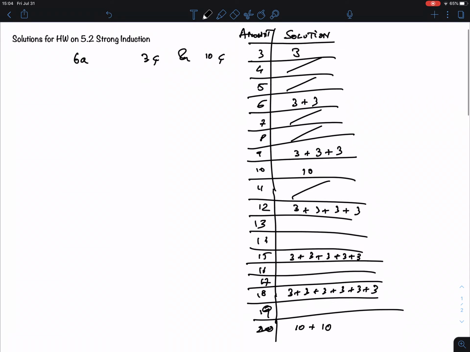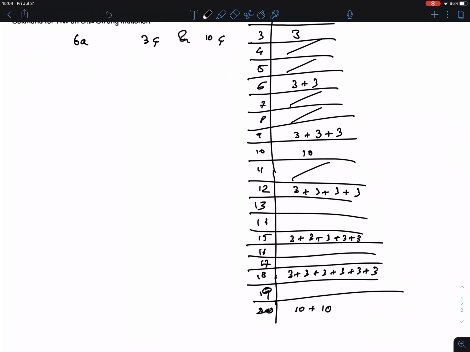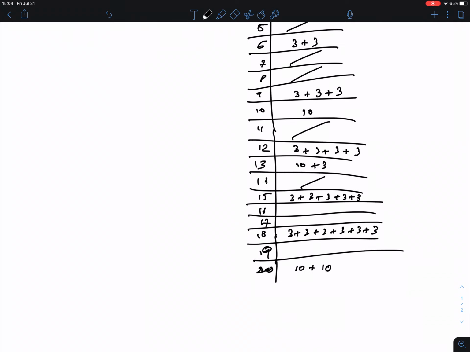So where were we? In 13. Now, 13 I can actually do, because now this is the first time I'm going to combine both, right? So 10 plus 3. 14, unfortunately, I cannot do. Why not? Because it's not a multiple of 3, so I need at least a 10. If I need a 10 and 4 left, that's not a multiple of 3, and it's too small to have another 10.